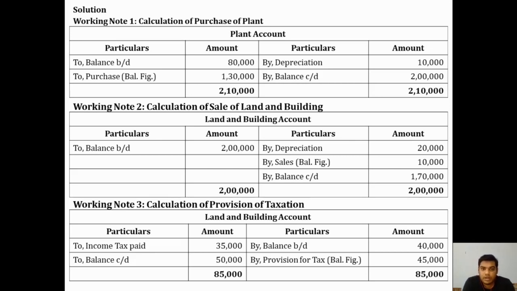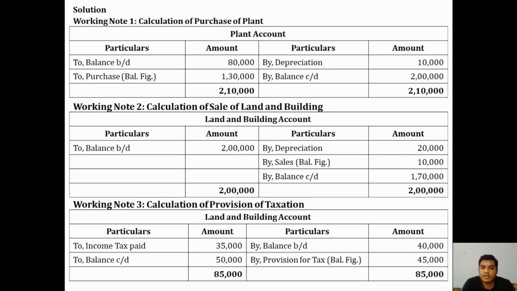So you have written balancing figure in bracket. Now for plant account, this 1,30,000 will be transferred to investing activities as an outflow of the cash, and for land and building account, the sale of 10,000 will be transferred to investing activities as an inflow of the cash. Now the third working note, that is calculations of provisions for taxation. In the problem we have provisions for taxation, so opening and closing balances, as well as income tax paid. So here we need to calculate provisions for tax.